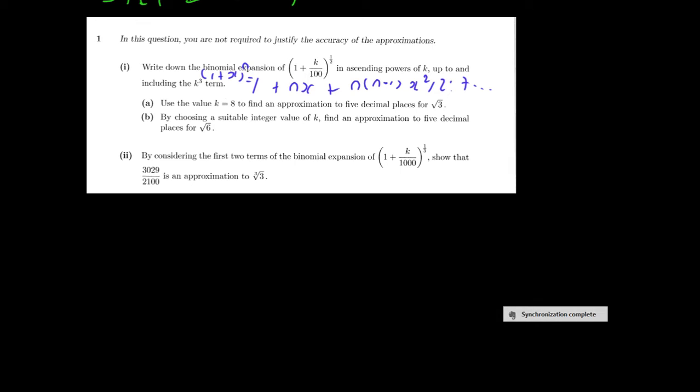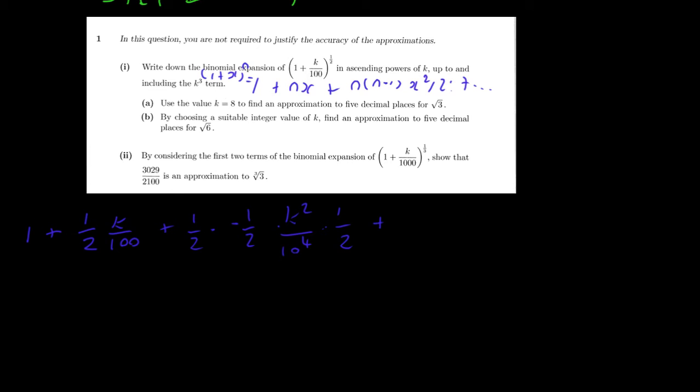So the binomial expansion of (1 + k/100) to the half is just going to be 1 plus a half times k over 100, plus a half multiplied by minus a half, multiplied by k squared over 10 to the 4, times 1 over 2 factorial, plus a half, minus a half, minus three halves: that's 3 over 8 times k cubed over 10 to the 6, and then we have our 1 over 3 factorial.